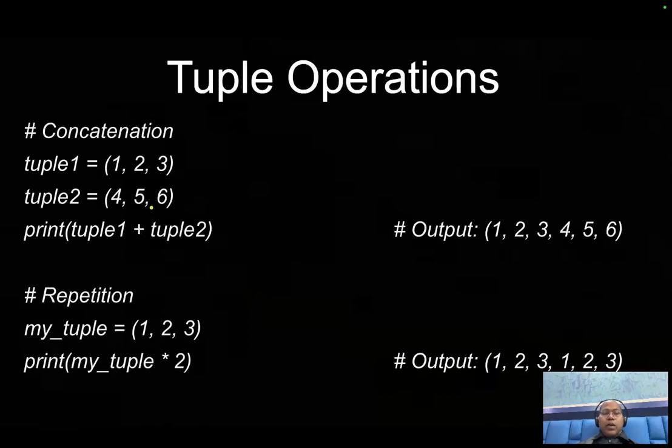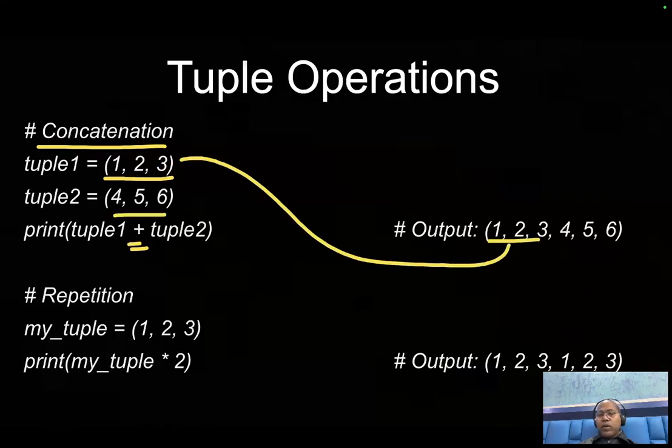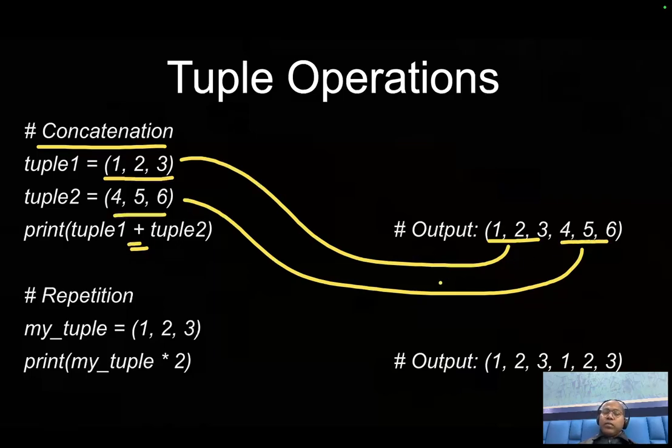And similarly, for concatenation you have the plus operator. This means this plus this. This is your tuple 1 and this is your tuple 2, and they are joined. Again, for repetition, (1, 2, 3) repeated 2 times: this is the 1st time, this is the 2nd time. In this way, a repetition happens.